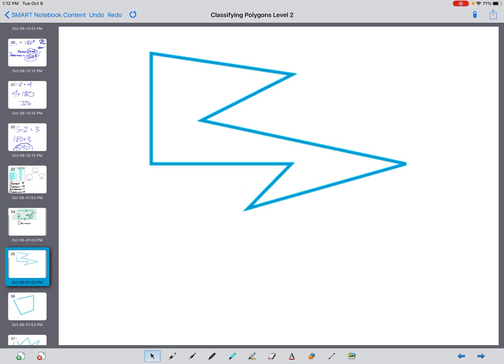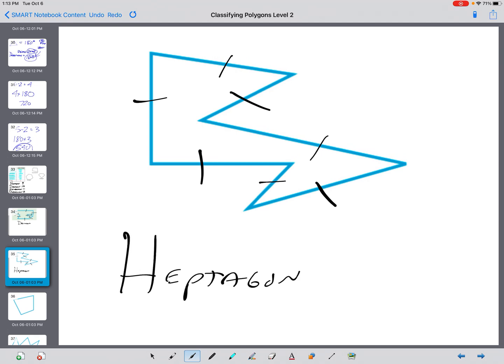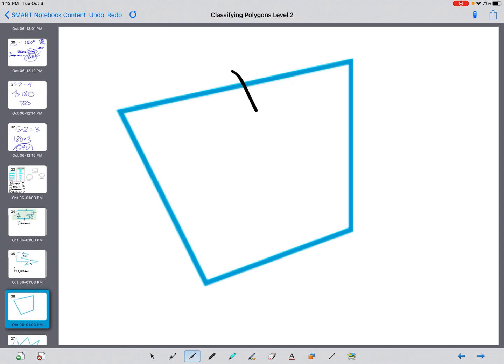One, whoops. And I like to move from left to right. So starting from the left: 1, 2, 3, 4, 5, 6, 7. That's called a heptagon, a seven-sided figure. Four sides, guys. That is a quadrilateral. Okay.